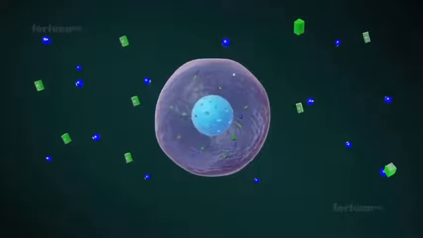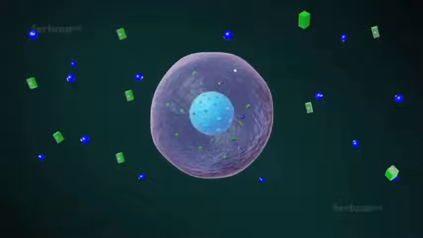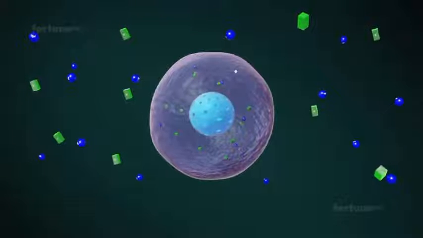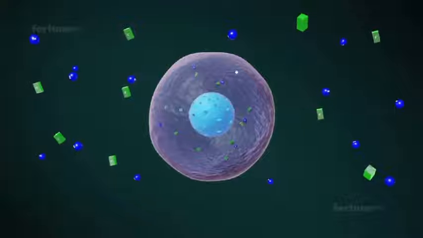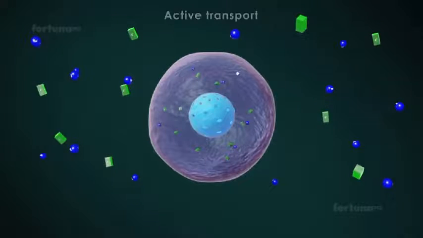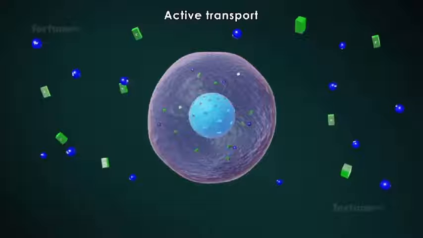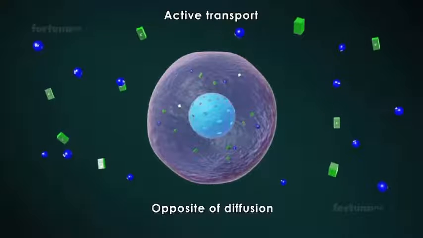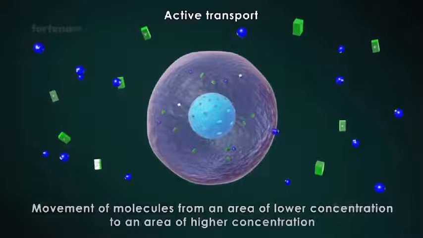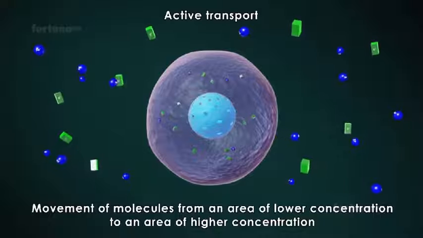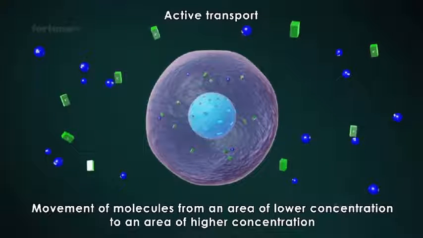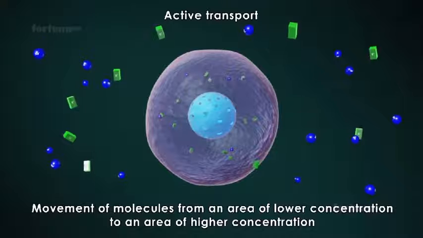There is a third process that allows for the movement of molecules across cell membranes. This process, known as active transport, is opposite of diffusion. This involves the movement of molecules from an area of lower concentration to an area of higher concentration.